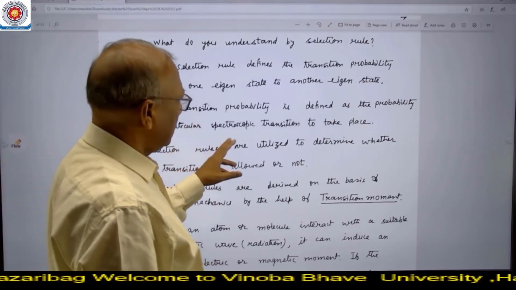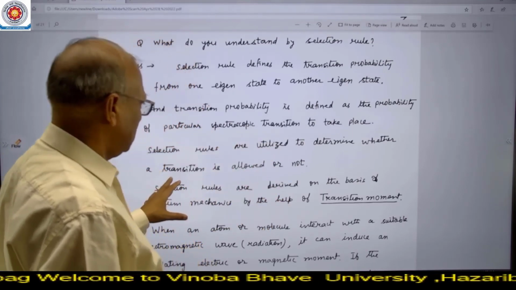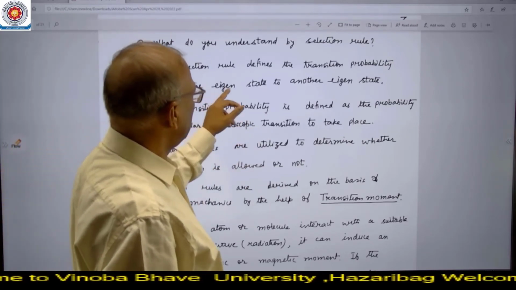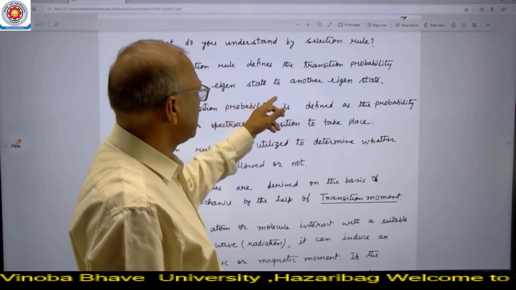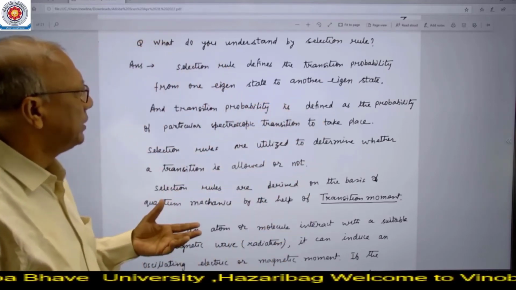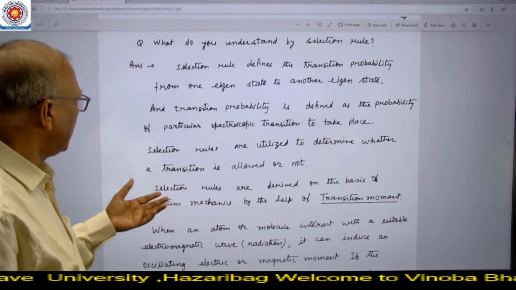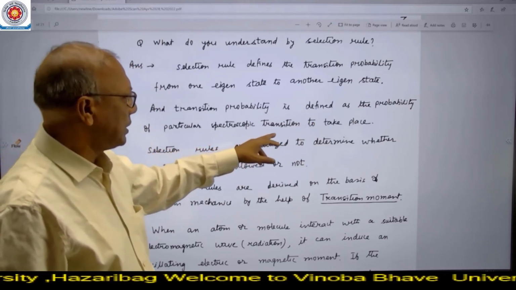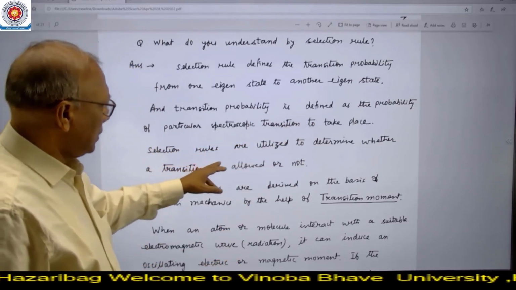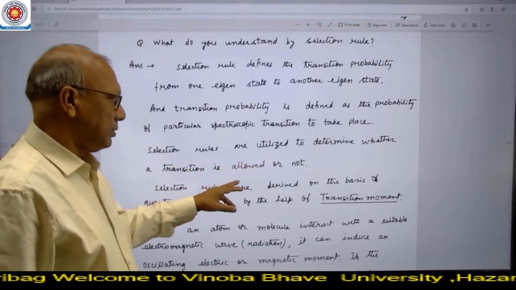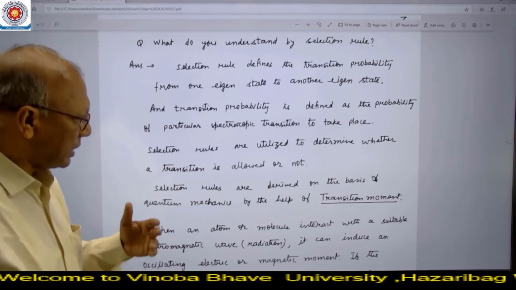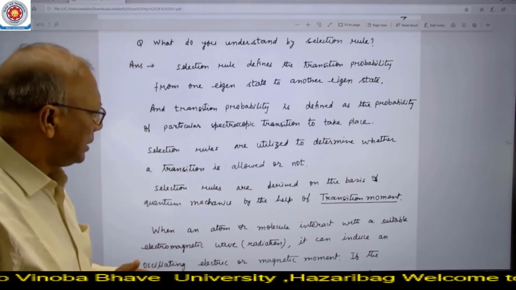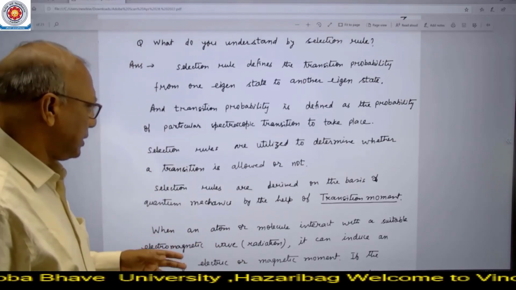So here some terms are required to explain the selection rule. Selection rule defines the transition probability from one eigenstate to another. Actually it is the probability of transition from one energy level to the other, and transition probability is defined as the probability of a particular spectroscopic transition to take place. Now selection rules are utilized to determine whether a transition is allowed or not. If the transition takes place, then it is called allowed, and if the transition does not take place according to certain rules, then it will be called a forbidden transition.